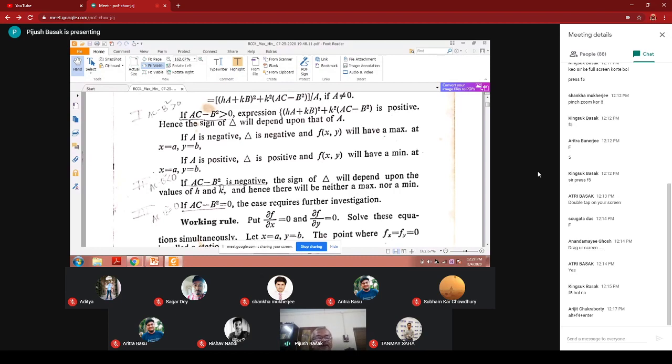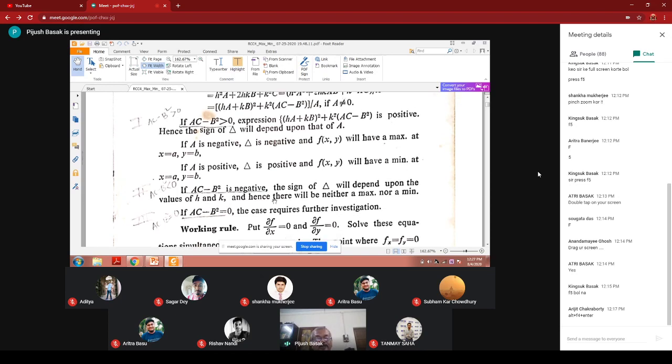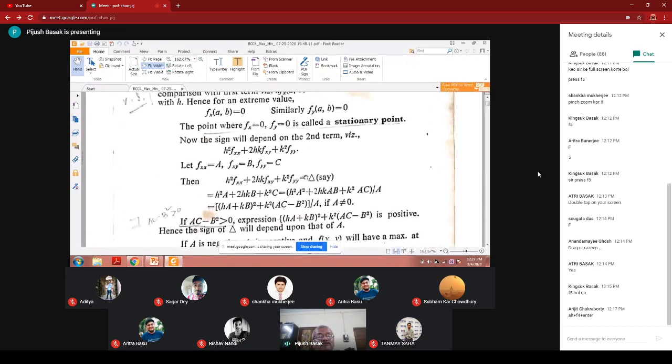We cannot say anything. If I see that in a problem AC minus B square is negative, we cannot solve this problem. The primary condition is AC minus B square should be greater than 0. Follow this point? And then if AC minus B square is equal to 0, then the case requires further investigation. We cannot say anything.